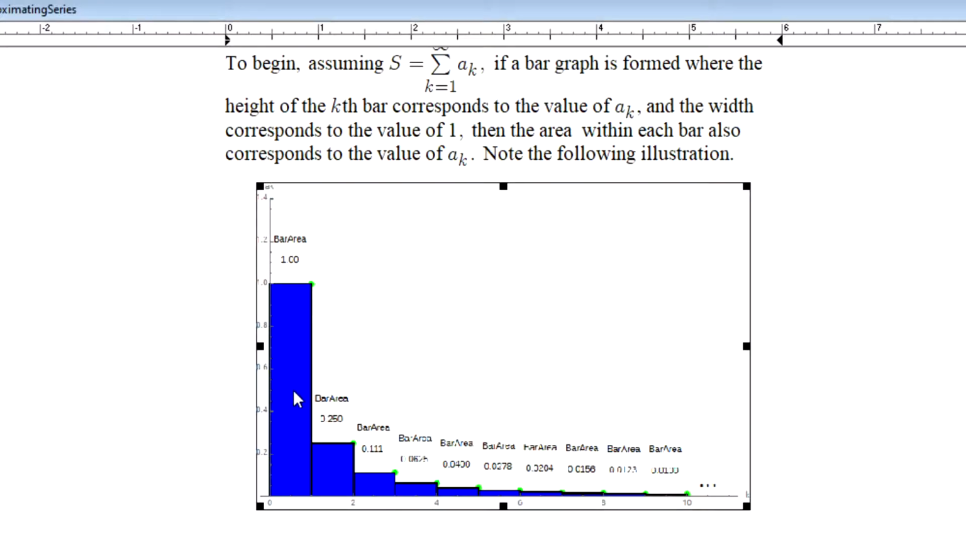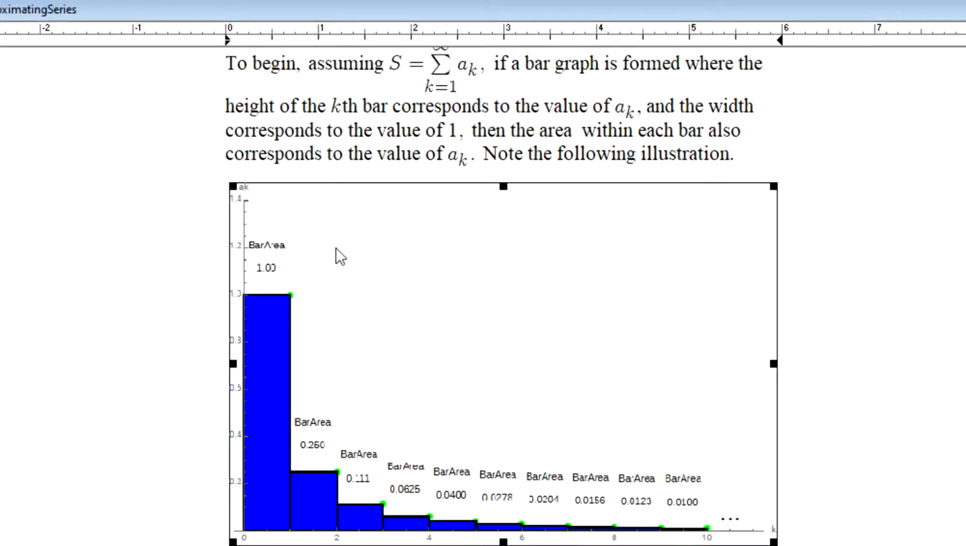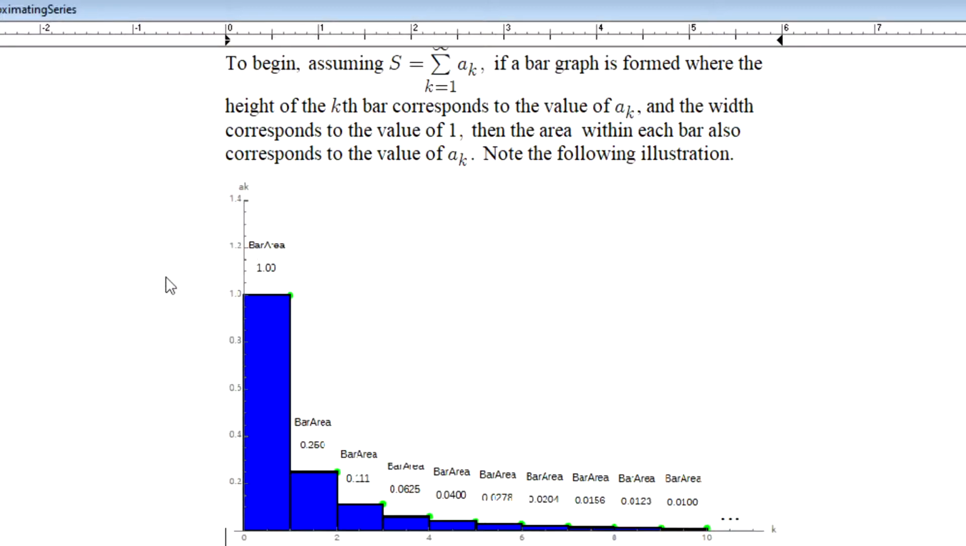To begin with, assuming that s is equal to this infinite summation here, if we were to consider a bar graph forming in the xy coordinate space, where the height of this bar, let me see if I can make this a little bigger. Okay, there we go, a little nicer. We can see the actual axes now. If we consider the height of this bar being the values of a sub k, and the width of this bar being 1 unit in length, and notice these bars are all 1 unit in width, height being this measurement here, width being this measurement here for each of these bars.